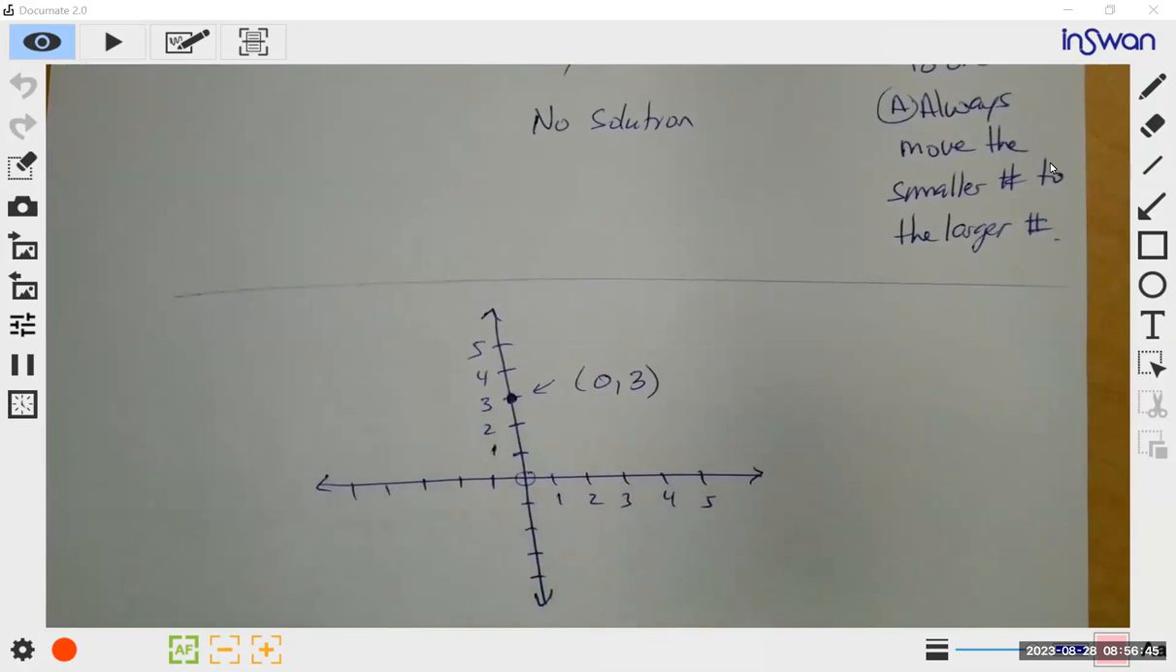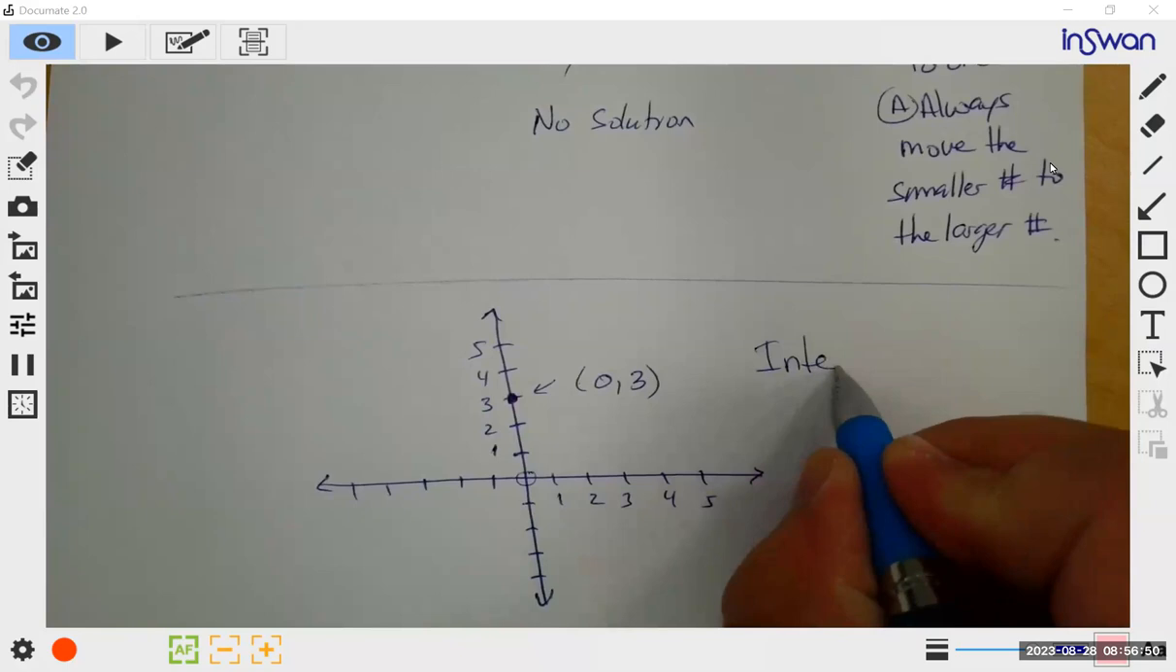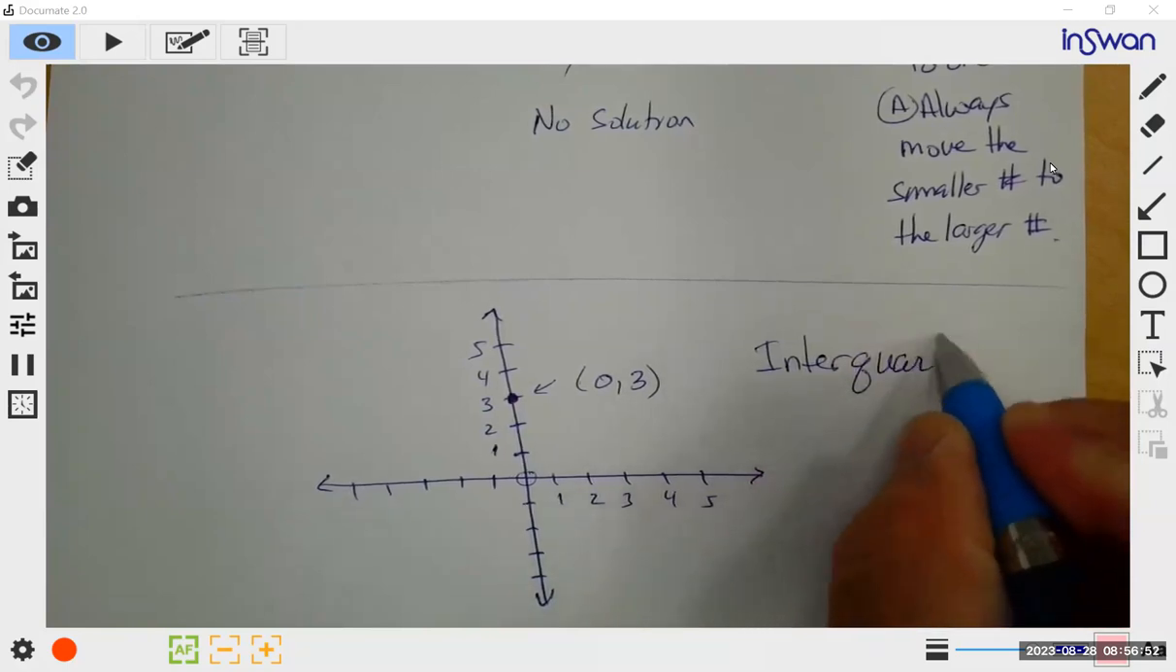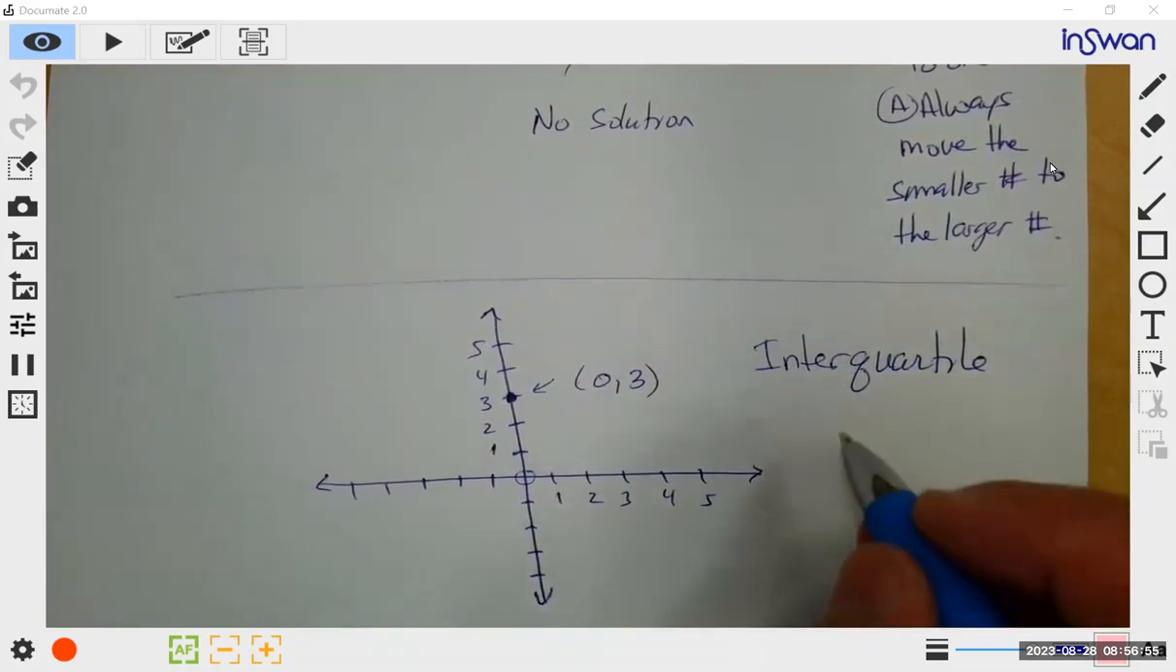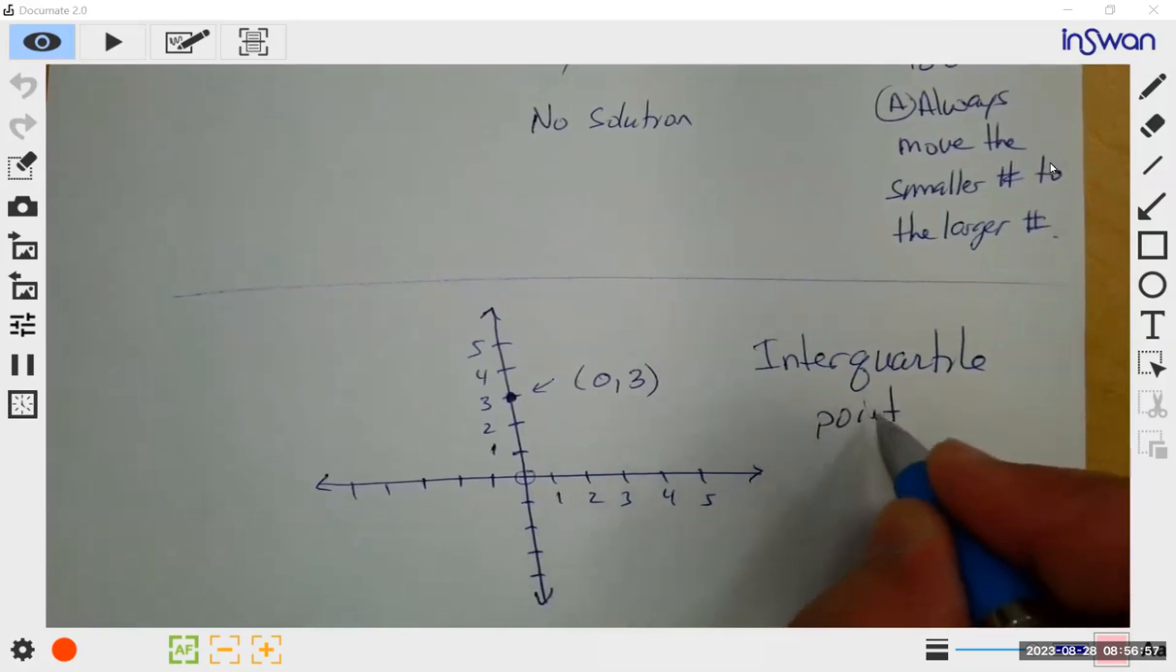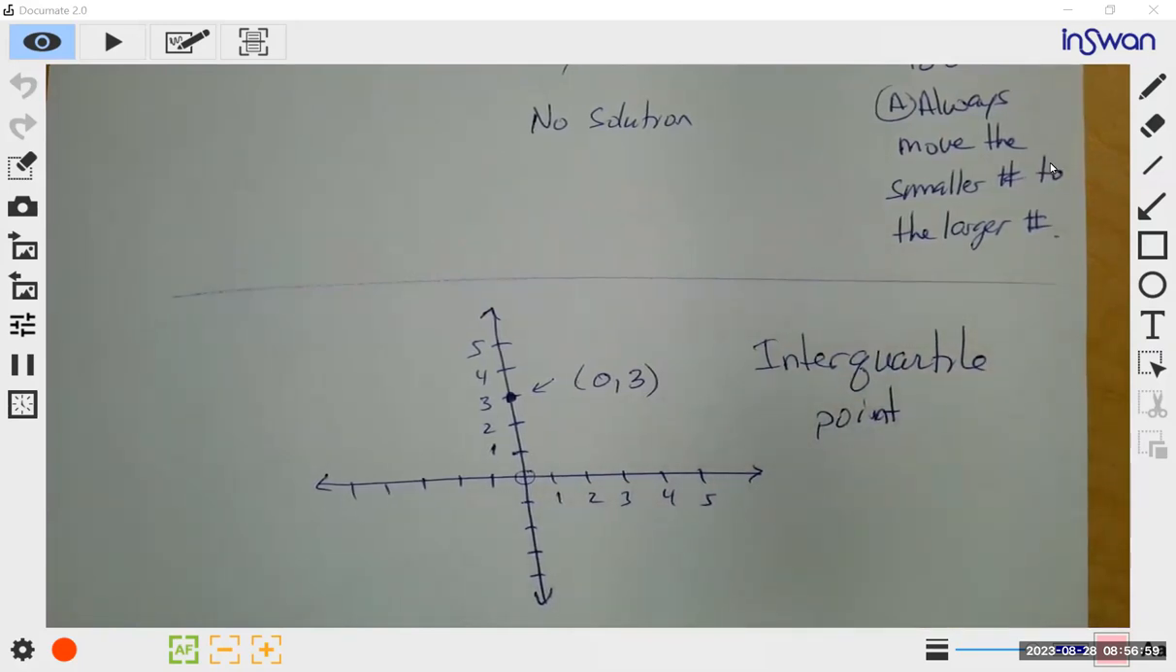Well, it's part one. Now, if it's on one of the axis lines, it's called an interquartile point, because it's right in the middle of both one and two. So you were right and you were wrong at the same time. But you at least tried. Nobody else did. Chickens. So if it's on one of the axis, X or Y axis, it's called an interquartile point.